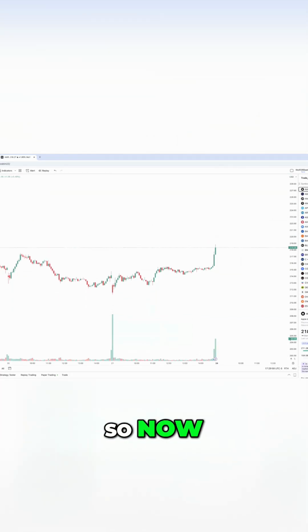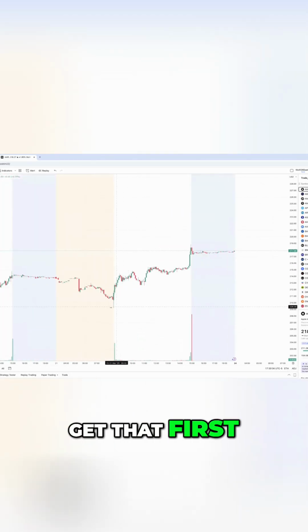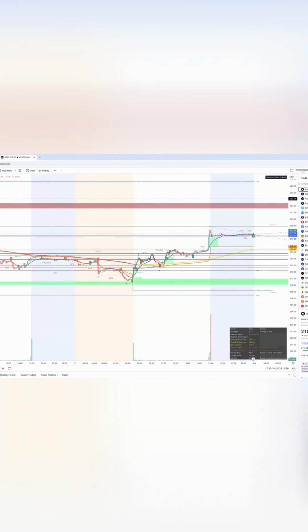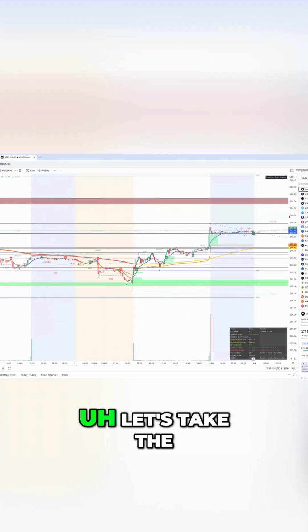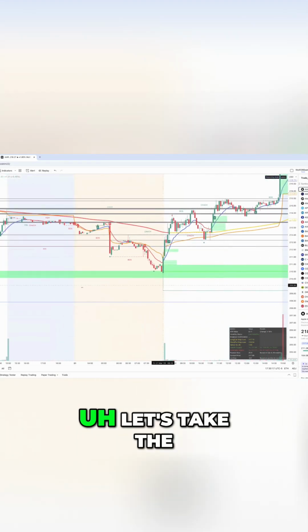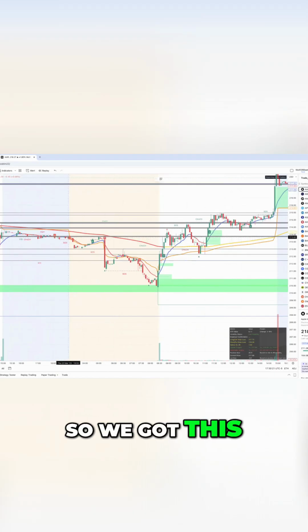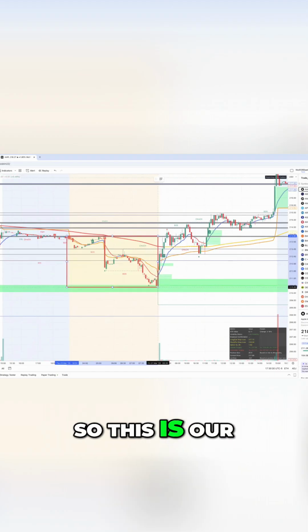So now let's flip to extended trading hours, right? And we're still going to get that first intraday candle, which is here. Got this right here. Let's take the pre-market high and low. So this is the highest candle here. Where is our lowest candle? So this is our lowest candle here.